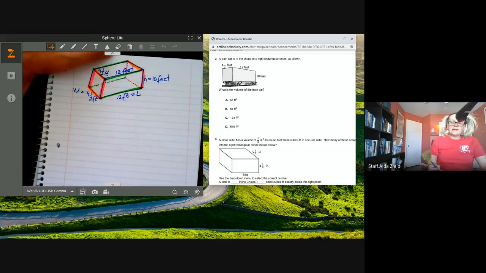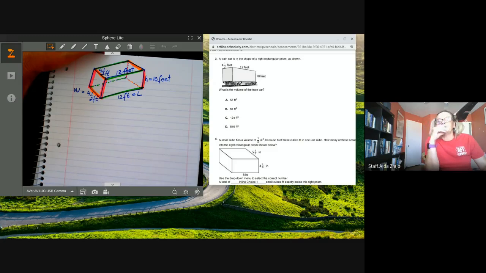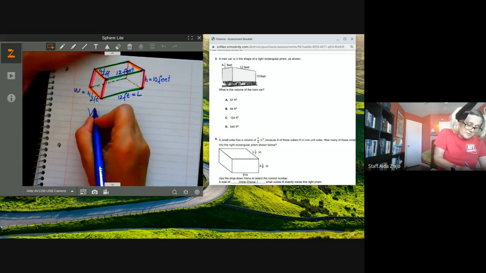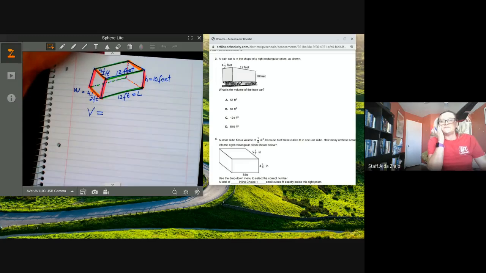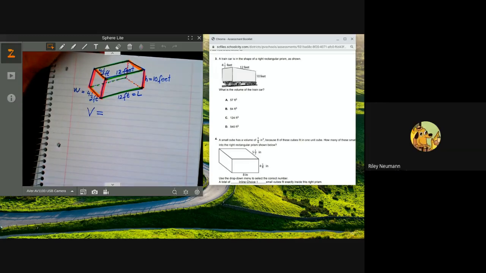Okay. And they said here, what is the volume of a train car? Okay, so first, volume. What is the formula for volume? I'm going to be right back. Okay.